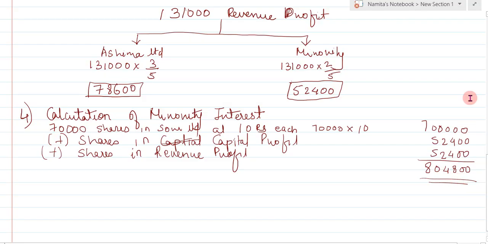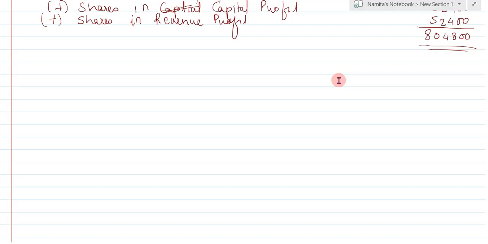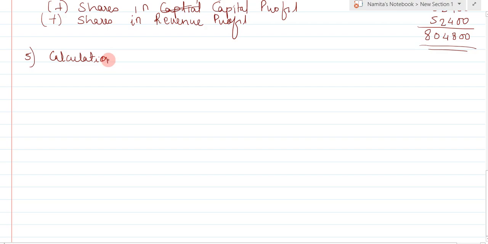Now the fifth calculation is the calculation of cost of control, that means goodwill. Why do we do this calculation? Just to check whether Anshima Limited has got profit or loss by investing in Sony Limited. Do the calculation of cost of control, that is goodwill.